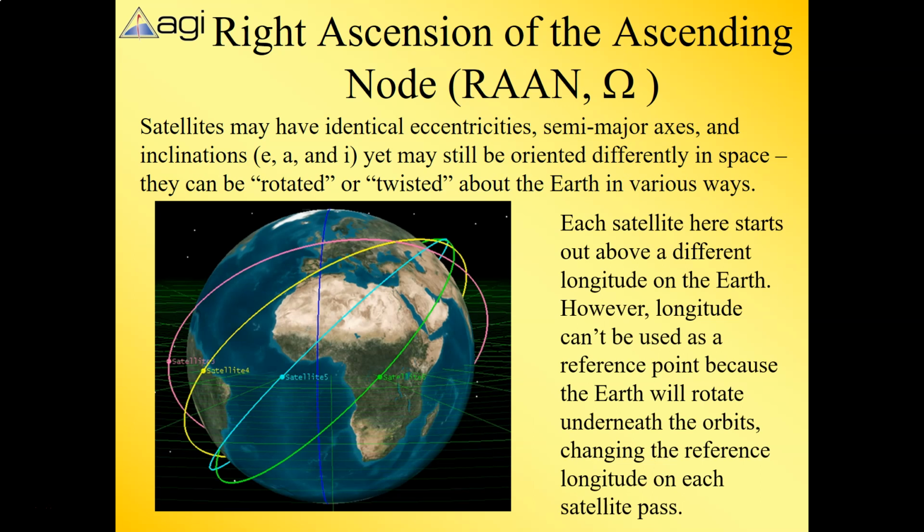Each satellite here starts out above a different longitude on Earth. However, longitude can't be used as a reference point because it moves. The Earth rotates, and it does so underneath the orbit, changing the reference longitude on each satellite pass. And we saw that earlier by having a regression of 25 degrees for that example orbit. So, right ascension of the ascending node is what we need. We need some type of fixed point in space to do this with.